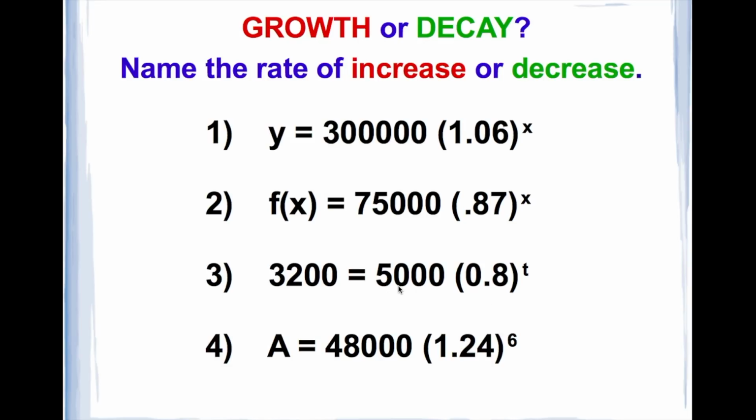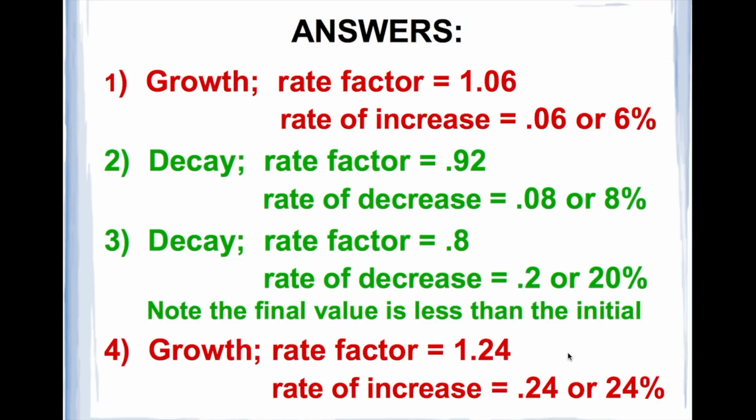Number 3 is also decay. You can tell two ways. The final amount is less than the beginning amount, plus our decay factor is 0.8, which is less than 1. Again, subtracting 0.8 from 1 would give me a decay rate of 0.2 or 20%. Number 4 should be exponential growth, because again, our factor here is 1.24, greater than 1, which means a 24% rate of increase. And you can double check, those are the answers.